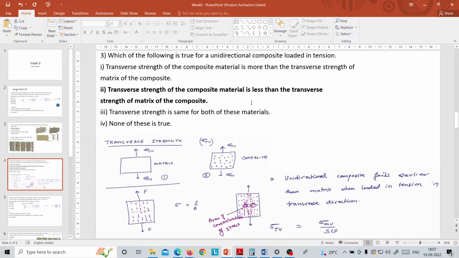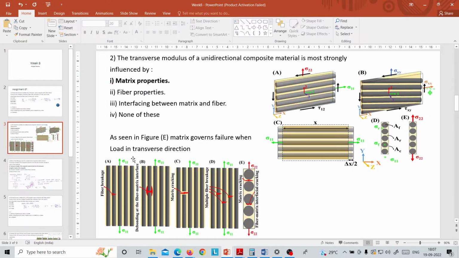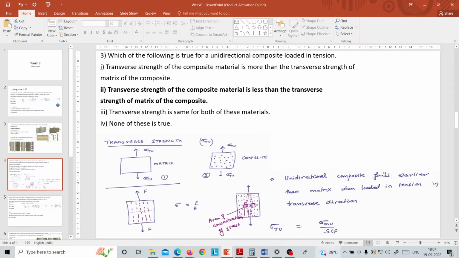The next question, they've asked which of the following is true for unidirectional composites when loaded under tension. So transverse strength is being compared. As I've already explained in the previous slide, when we apply transverse load, that is in the direction perpendicular to the fiber orientation, then matrix is the medium which will mainly fail. So for this, we use finite element analysis to see what would be the direction of load and the stress concentration factors. Sir has already explained that at fiber matrix interfaces, the stress concentrations would be higher and the tensile strength of this particular composite would be governed by this particular formula.